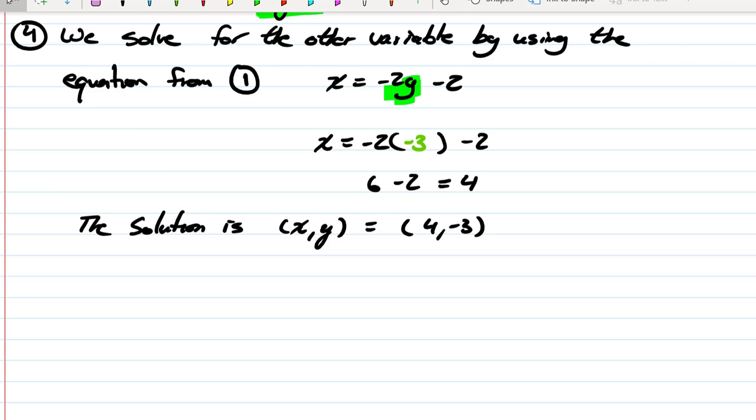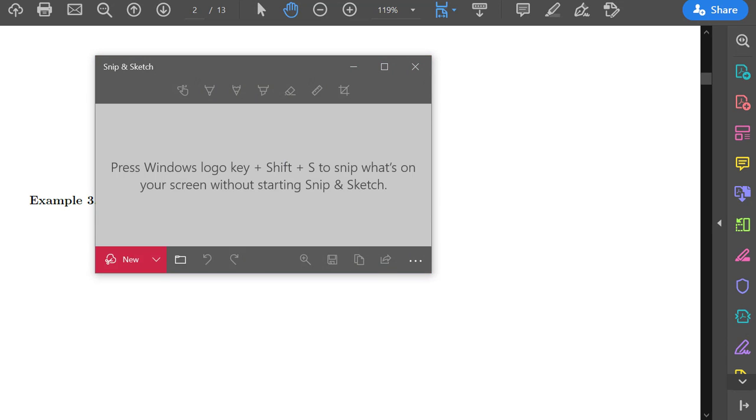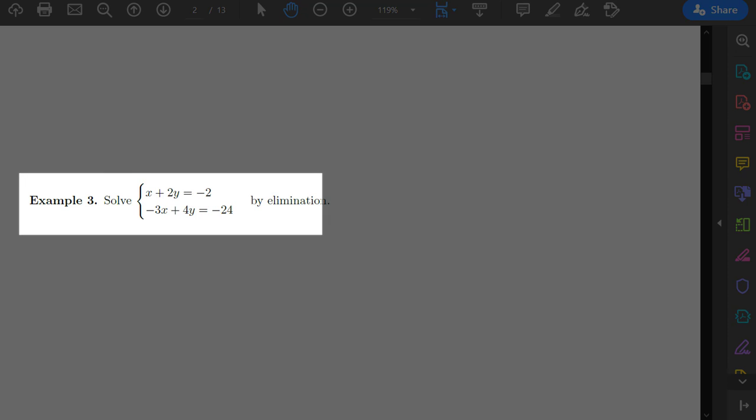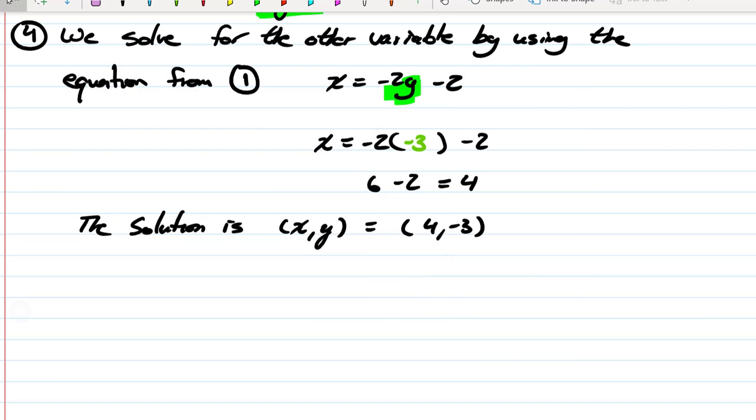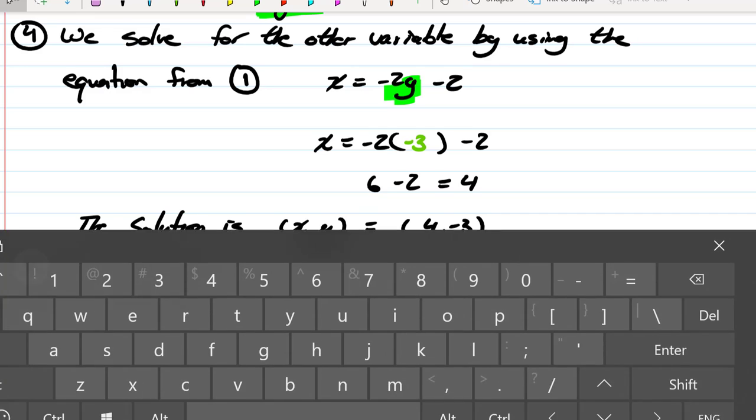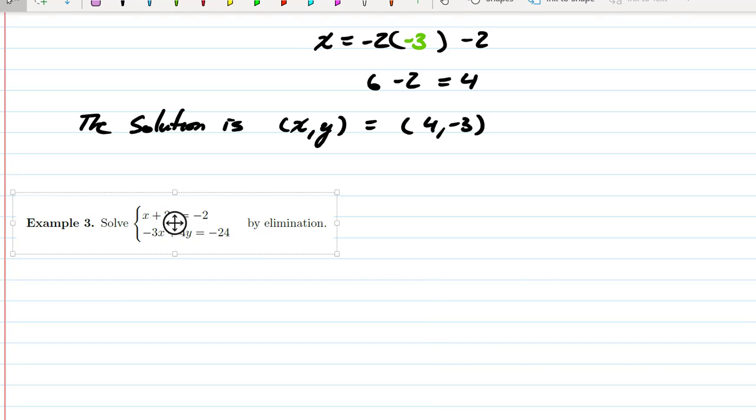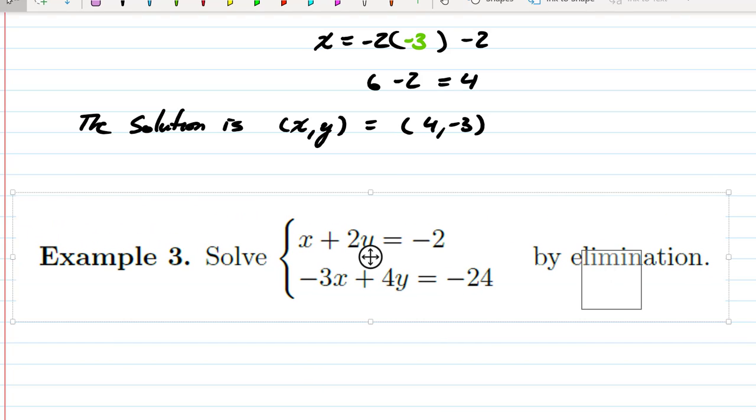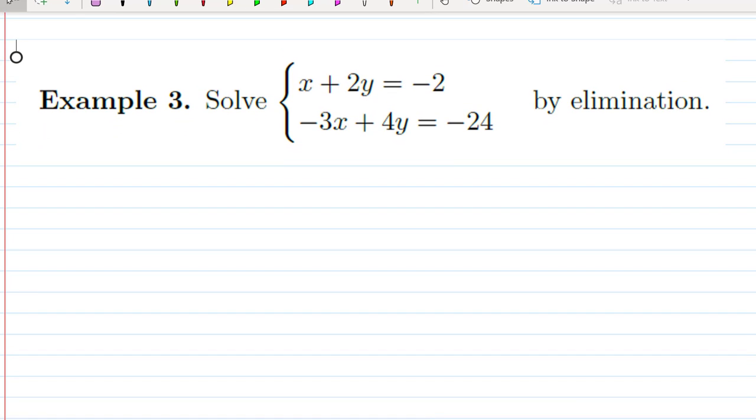Alright, let's take a look at our next example. Example 3 is once again the same linear system, but this time we know what the solution is because of what we just talked about, but we were asked to use another method. So this is our third possible way to do this. We want to solve this time by elimination.